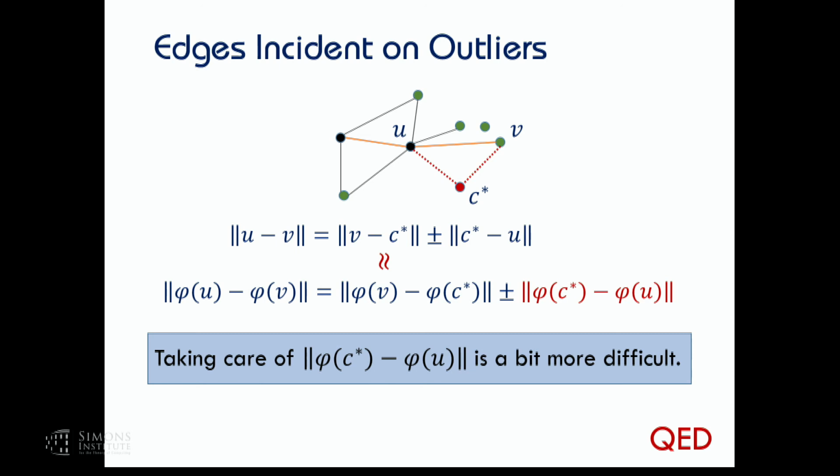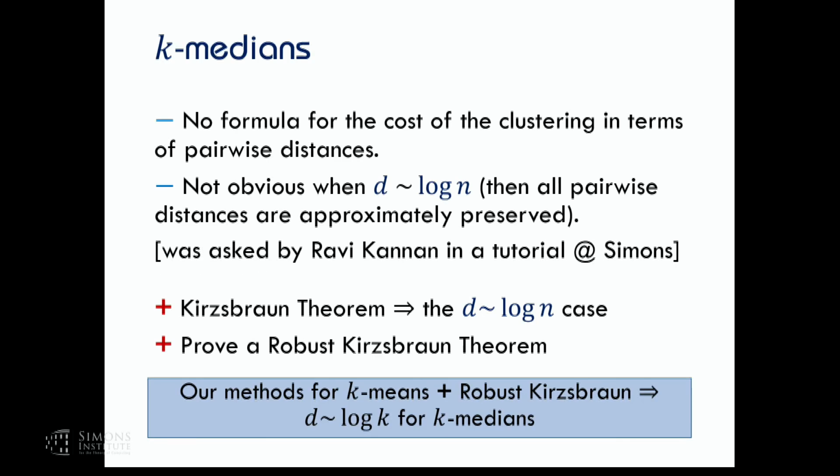Let me finally say a word about k-medians. For k-medians, the problem is more difficult because we don't have a simple formula that expresses the cost in terms of pairwise distances. So we have to consider the optimal centers, and that complicates things significantly. To solve this problem, we prove a robust version of the Kirszbraun theorem that I mentioned, and using the techniques I just described and the Kirszbraun theorem, we are able to get our result for k-medians.